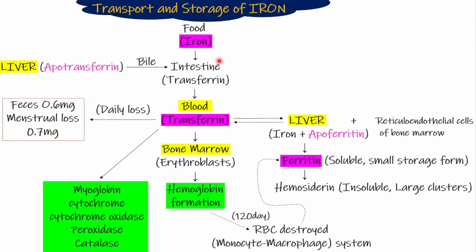Okay, so this is all regarding the transport and storage of iron. The things to remember are what things are formed by iron, and the two most important things: iron is transported in the form of transferrin, whereas it is stored in the form of ferritin. So this is all regarding transport and storage of iron.